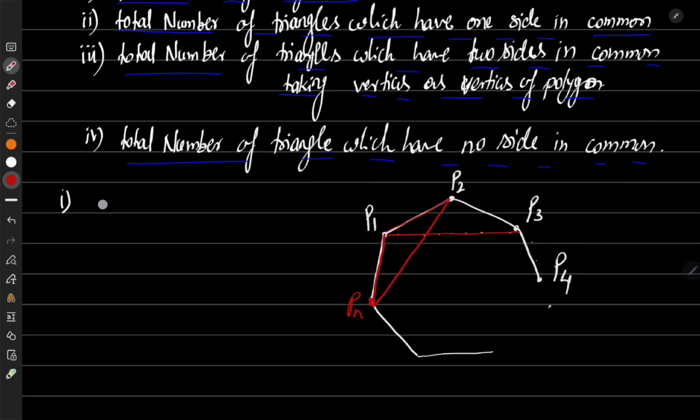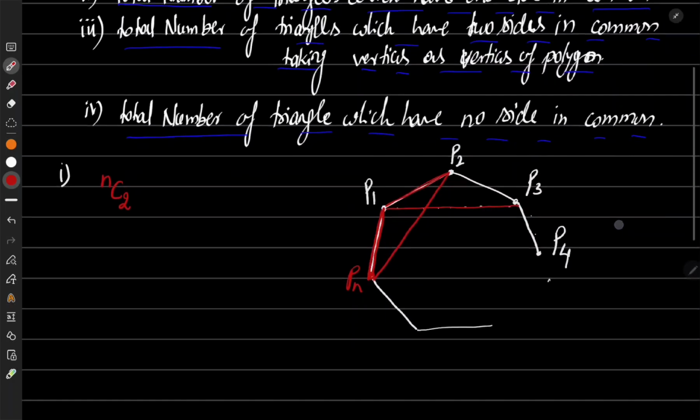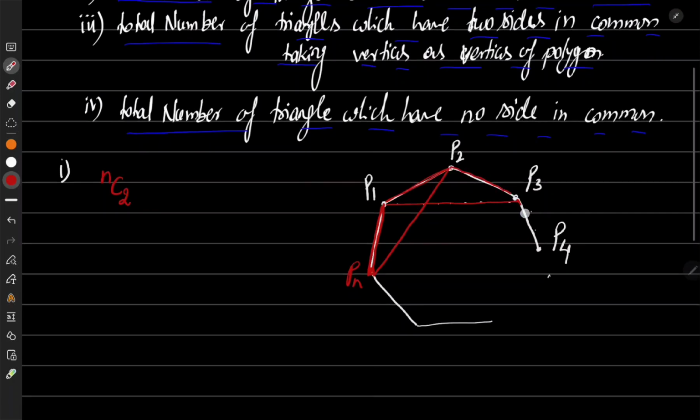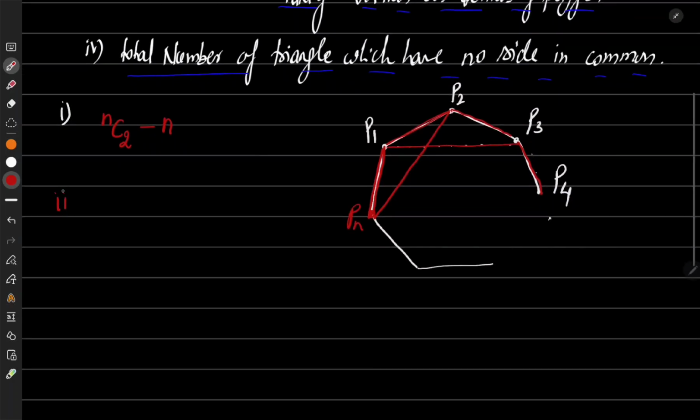So the total number of lines created will be nC2. But out of these line segments, n lines, that is joining P1P2, P1Pn, P2P3, P3P4, and so on, are not diagonals. Those are the sides of this polygon, so I need to subtract them. Hope it is very clear. We'll go to question number 2.